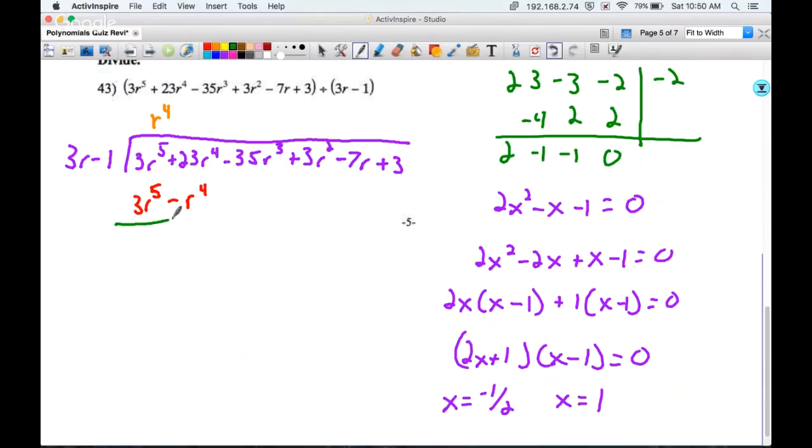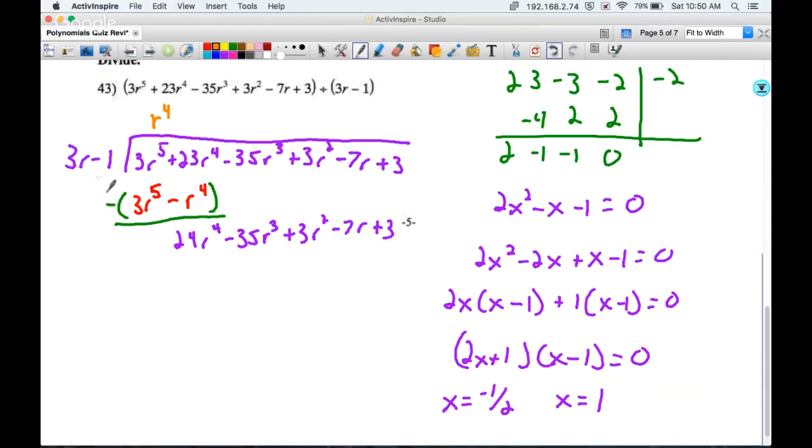All right, let me subtract that. 24 minus a negative 1 is 24 plus 1. We get 24r to the 4th. Those canceled. And we can copy down the rest of the polynomial. Technically, you only need to copy down one more term, but since I'm only doing this one problem, I want to do it all the way out officially.